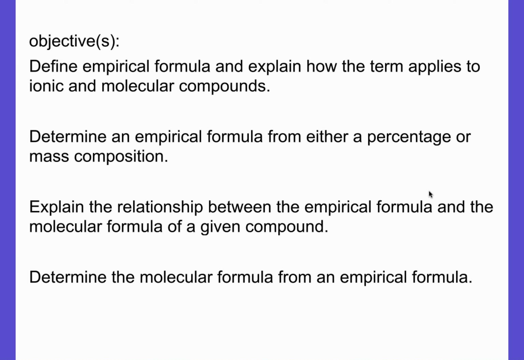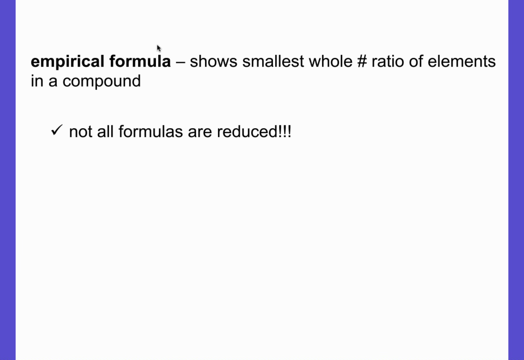So we have to be able to determine these empirical formulas, understand what that means, and talk about the connection between empirical formulas and molecular formulas. Right? So we'll just jump into some examples, but first, an empirical formula is the smallest whole number ratio of elements in a compound.